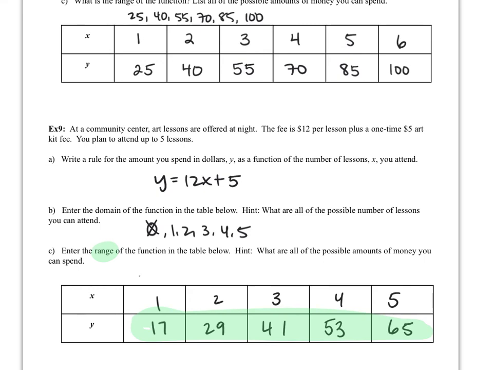Then I plugged in each of these numbers to find my range or my y values. So 12 times 1 is 12, plus 5 is 17. 12 times 2 is 24, plus 5 is 29. 12 times 3 is 36, plus 5 is 41. I'm also noticing that every time this is just going up by 12. So for the last two, I just actually added 12 each time.